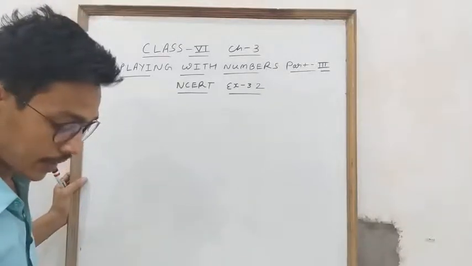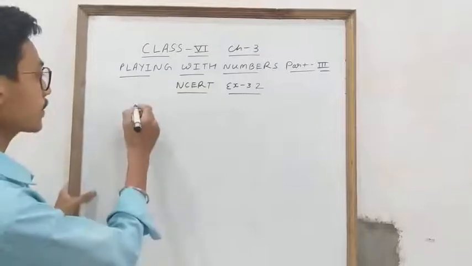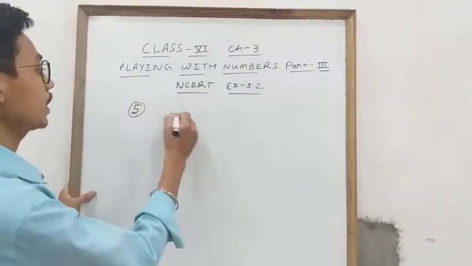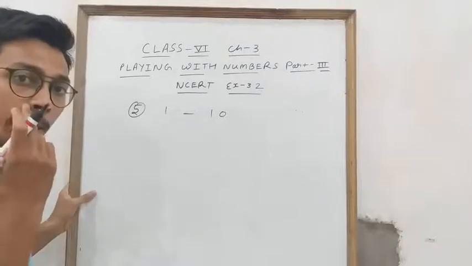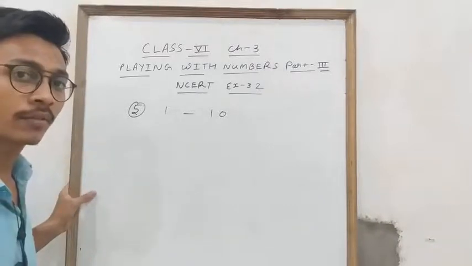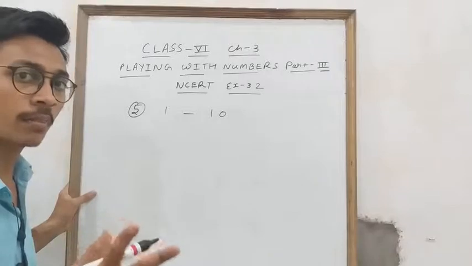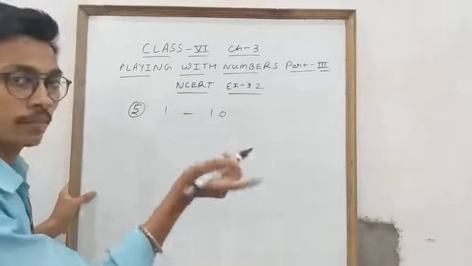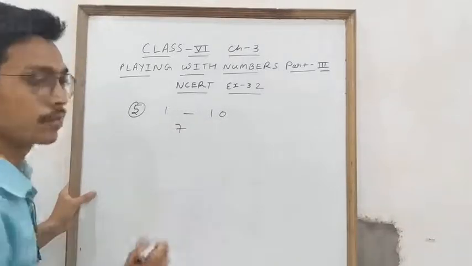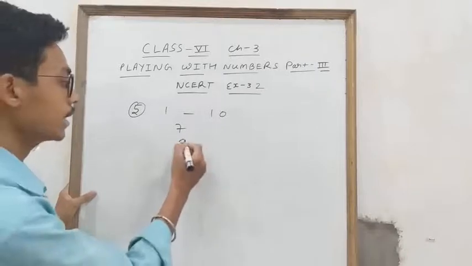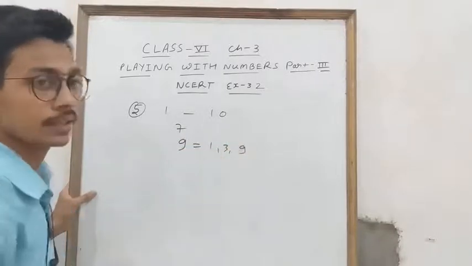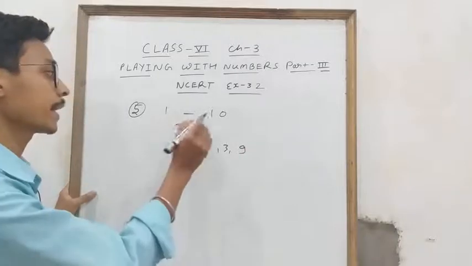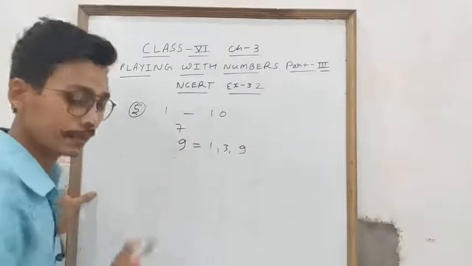What is the greatest prime number between 1 and 10, student? Everyone know the greatest prime number? A prime number has only two factors: 1 and the number itself. So 7 will be the correct answer, because if you take 9, 9 has factors 1, 3, 9. This is not a prime number, this is a composite number. So the greatest prime number between 1 and 10 is 7.